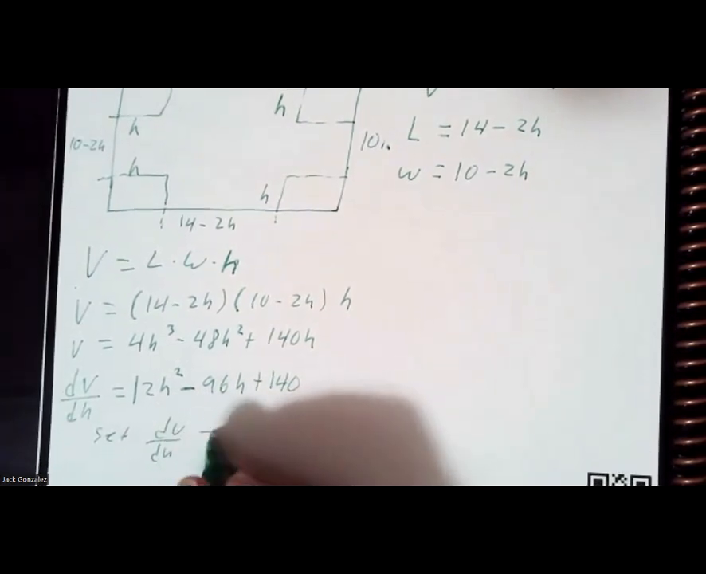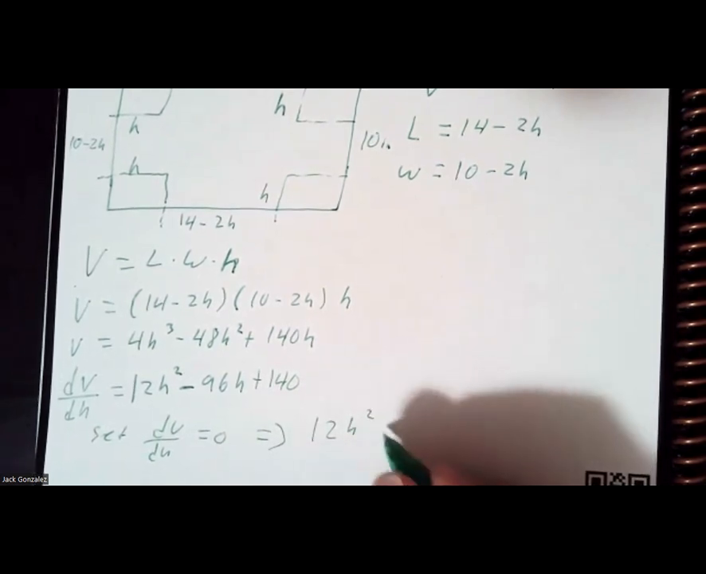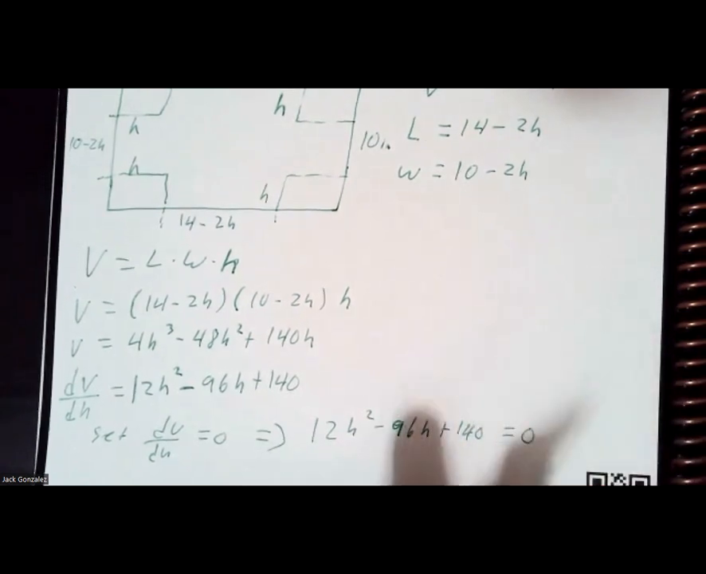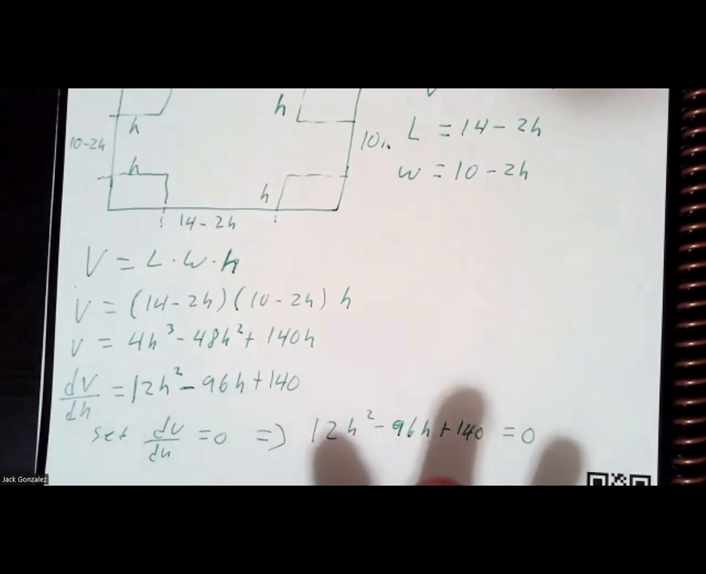So the rule says we will have 12h squared minus 96h plus 140. So factor this, or use the quadratic formula or whatever. I don't care how you do it. There are many ways to solve quadratics, right? Okay, so far you guys okay? I'm going to turn to the next page. Any questions about the setup? In my opinion, that's the hardest part, trying to visualize what's going on.